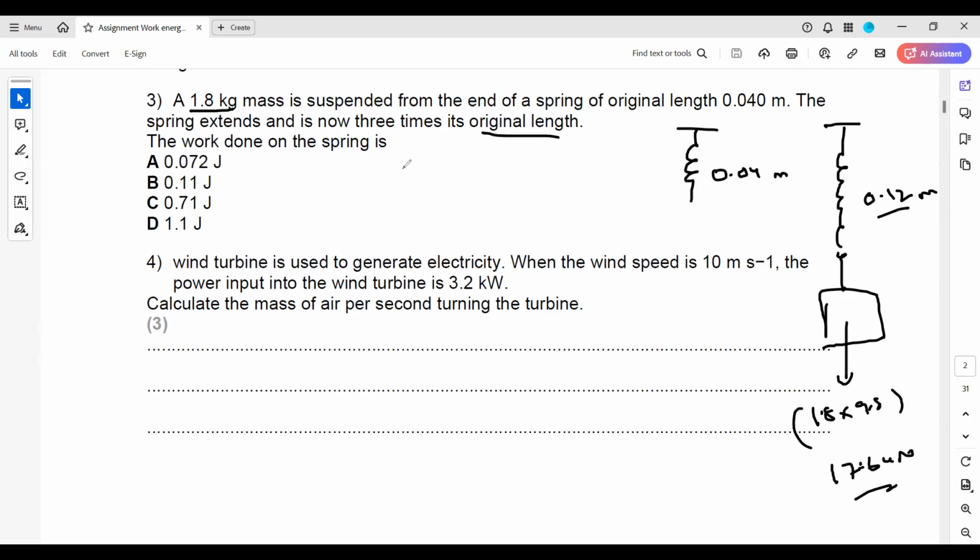So how to calculate work? Work is force into distance. What is the force applied? Force applied is equal to 17.64 Newton. And the distance it moved: originally it was 0.04, now it is 0.12. So how much distance has it moved? 0.08. So 17.64 times 0.08. The work done is 1.4 joules.